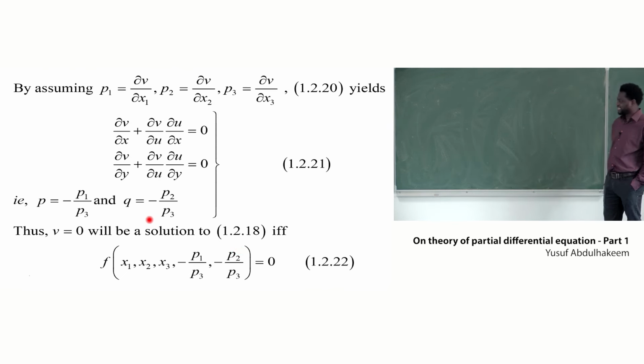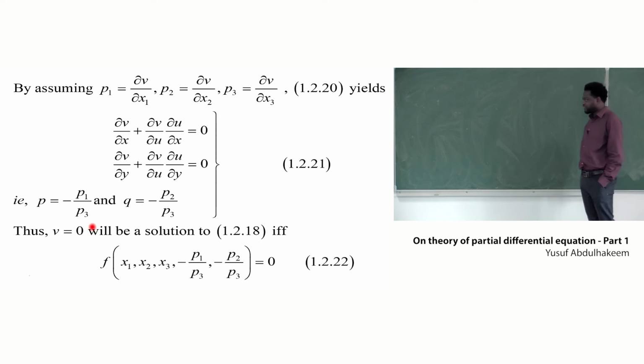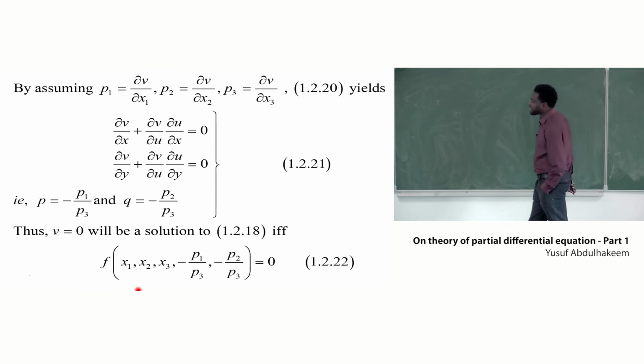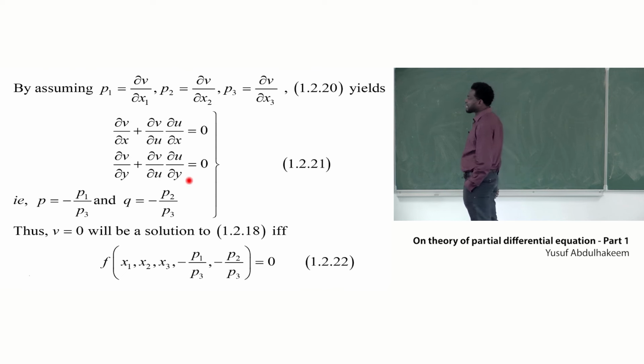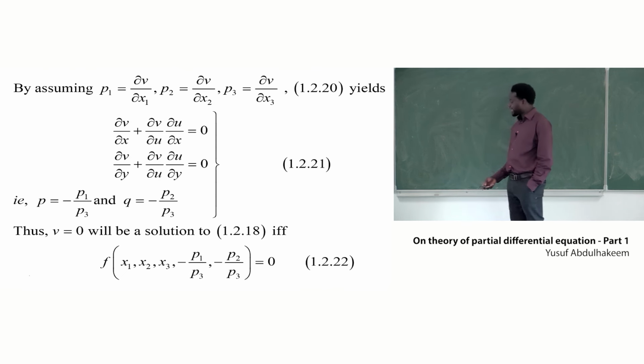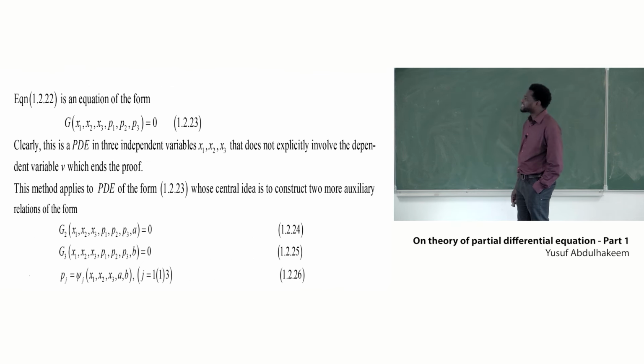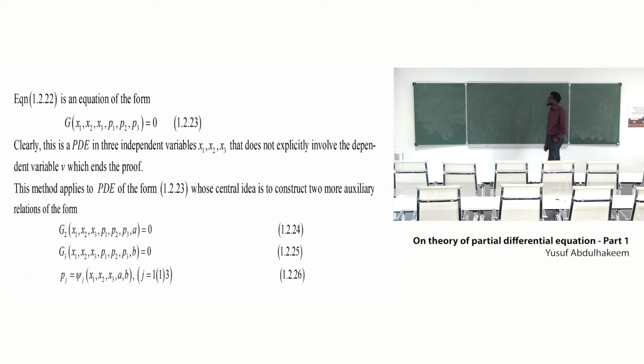So clearly you can see that this differential equation has shifted from f of x1, x2, x3, p, q to f of x1, x2, x3, p1, p2, p3, which is equal to 0. So clearly the PDE in three independent variables does not explicitly involve the dependent variable v, which ends the proof, as you can see. So this method applies to PDEs of the form 1.2.3, that is, PDEs that are of this form.